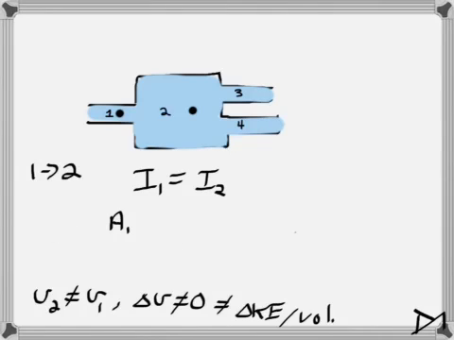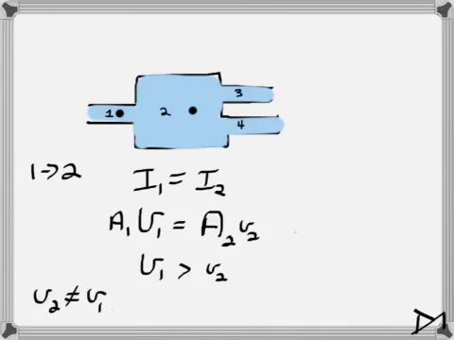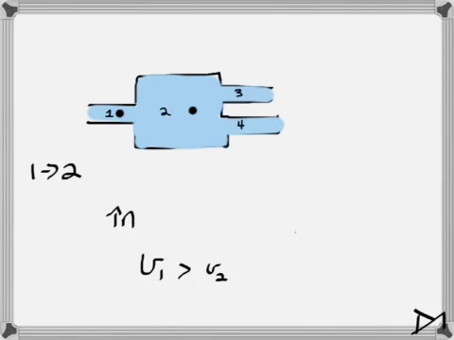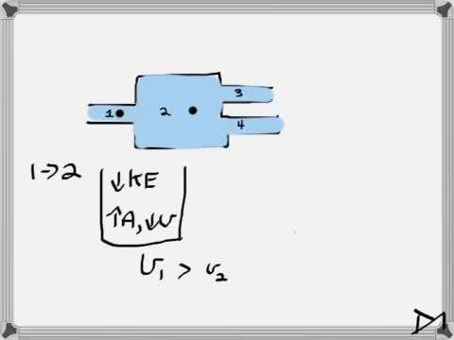But again, I1 is equal to I2. It's going fast in 1 and slow in 2. V1 is greater than V2. That means the kinetic energy in tube 1 is greater than in 2. So the kinetic energy has been reduced going from 1 to 2. Our fluid is slowing down.